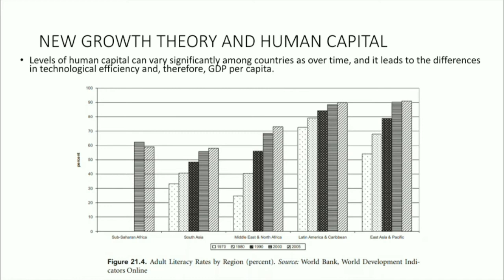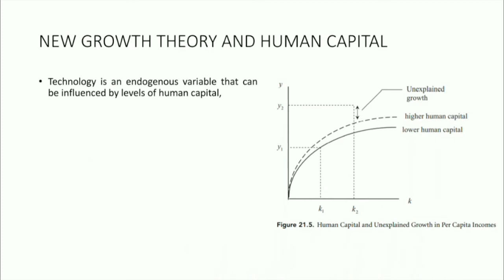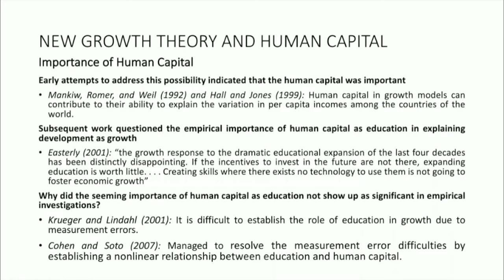Based on this view, the new growth theory holds that such differences can matter for technological efficiency, and it would result in different GDP per capita within these countries. So within this intensive production function of the new growth theory, technology is an endogenous variable that can be influenced by levels of human capital. Now let's talk about how important human capital is.